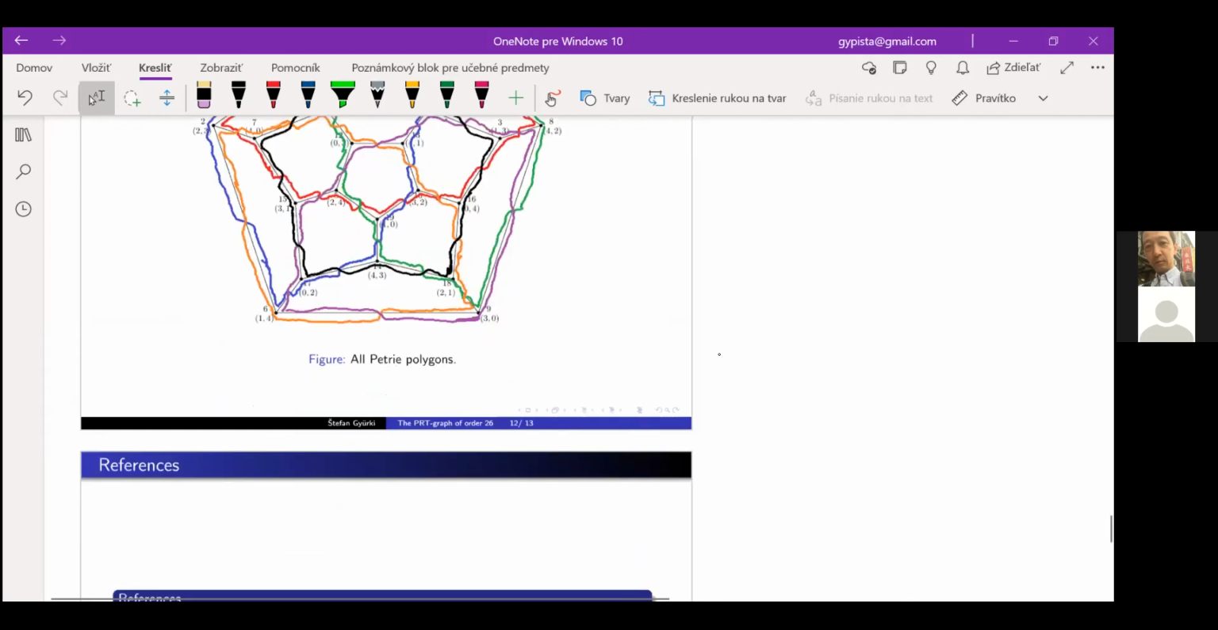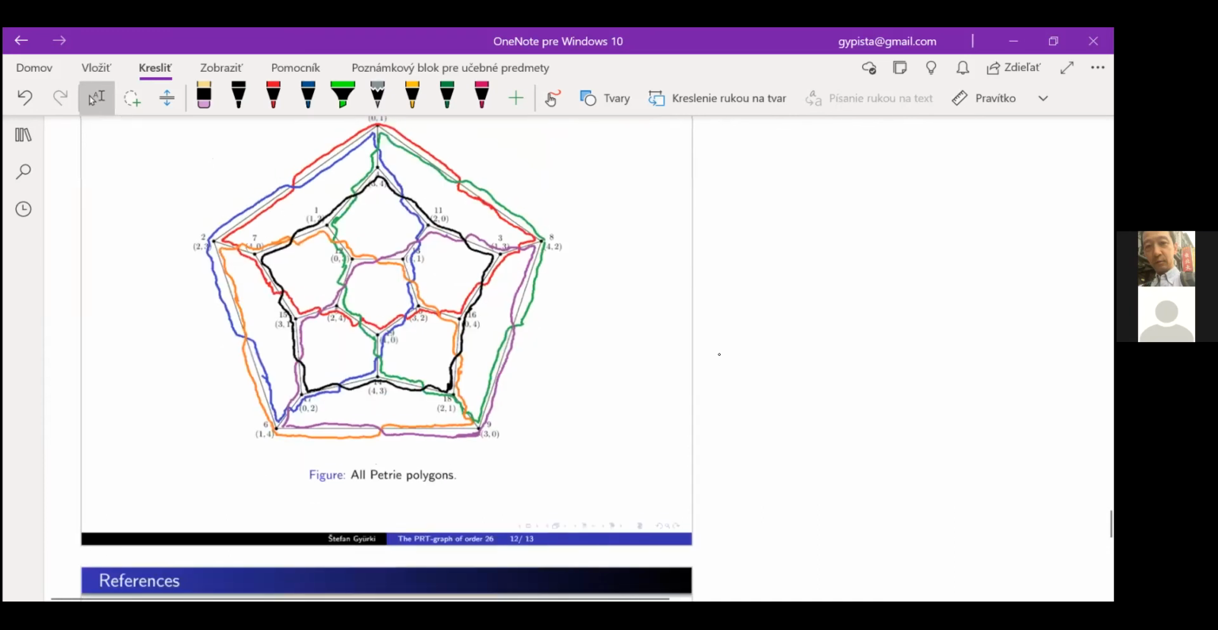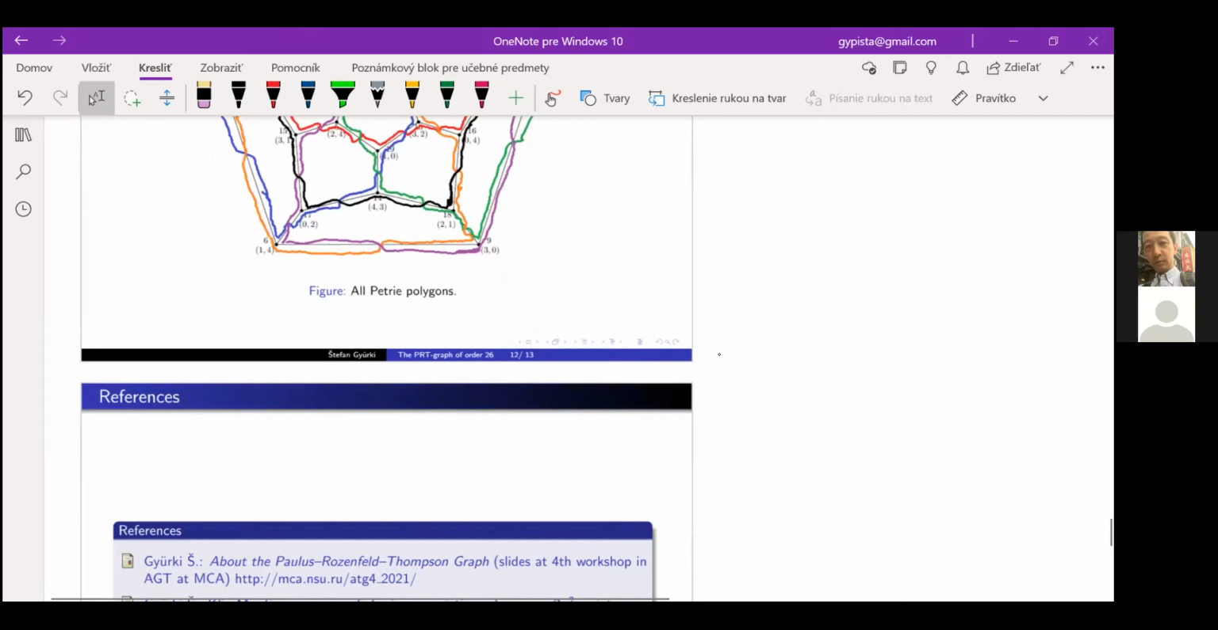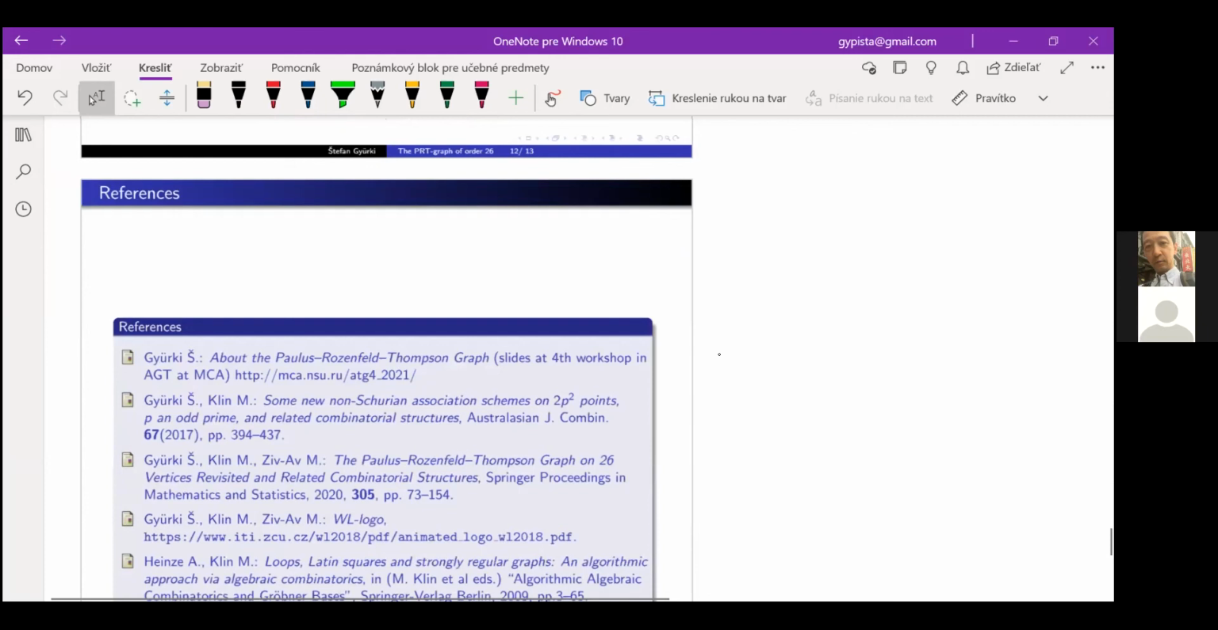And since these things are working in the dodecahedron, then after making the dual of the dodecahedron, you can repeat or translate the construction into the language of the icosahedron, which is the dual of the dodecahedron, and all terminology can be translated in the theory of dual maps. So this is all I think I intended to say about the Paulus-Rozenfeld-Thompson graph.